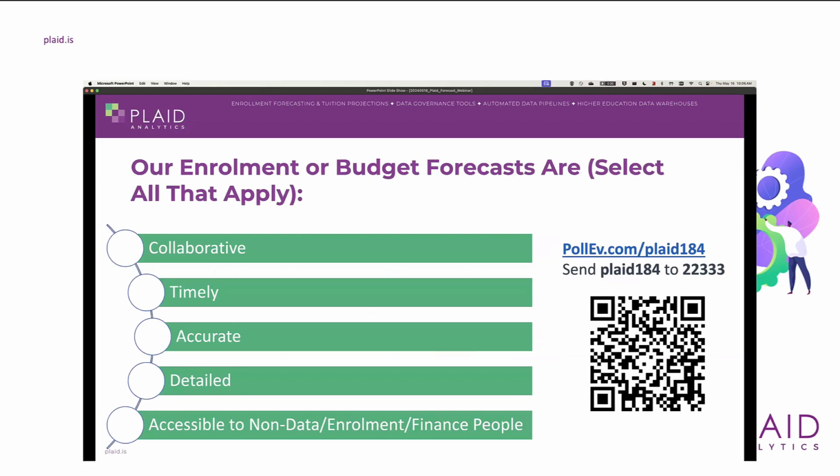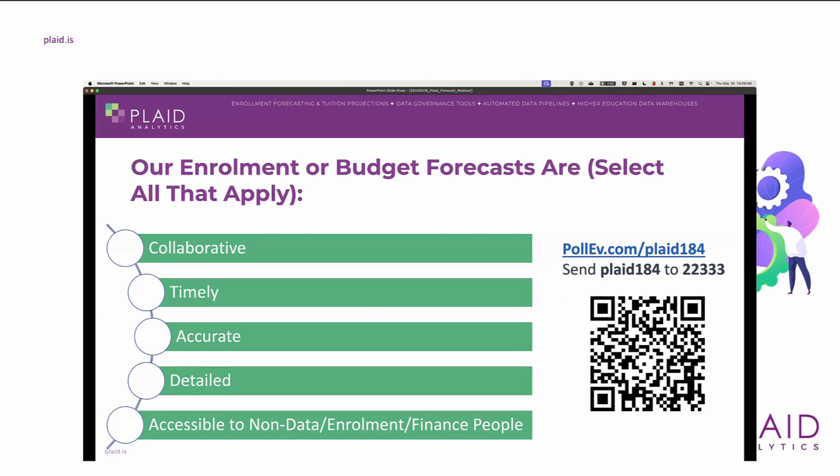So one of the things to think about is whether you feel your enrollment or budget forecasts are collaborative, timely, accurate, detailed, and in particular, accessible to non-data, non-enrollment, and non-finance people. I'll skip the live poll today in the interests of time, but just something to keep in the back of your mind.